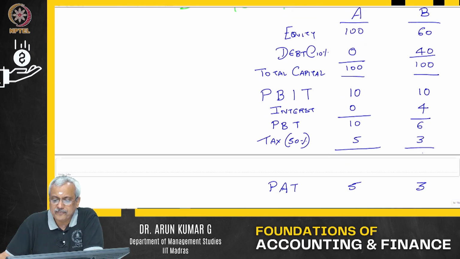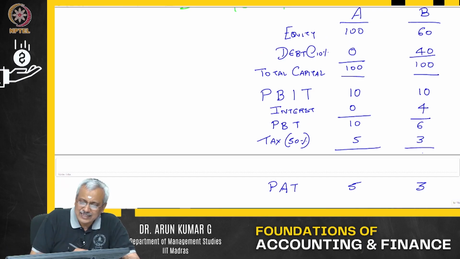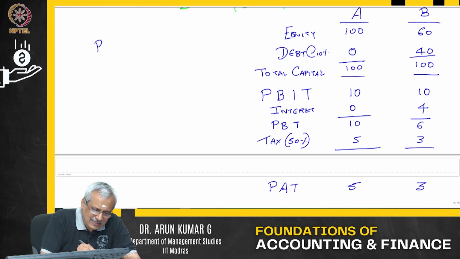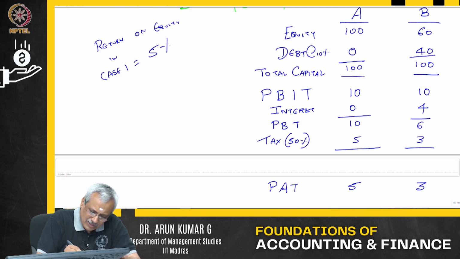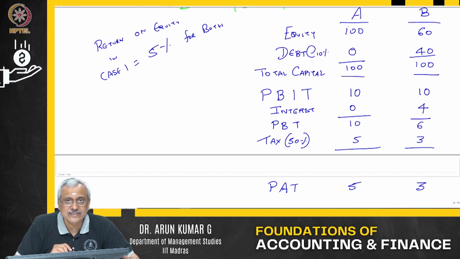Beautiful. Now what is the return on equity? The return on equity in case 1 is 5% for both. That is, for 60 it is $3, for 100 it is $5. Am I right, Suhail? 5%? Yeah.